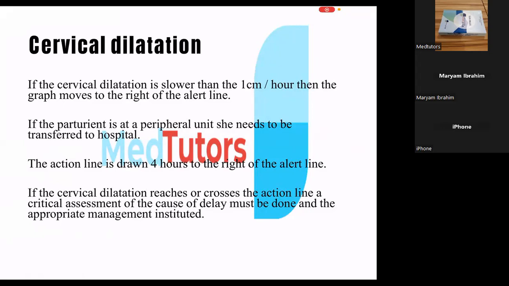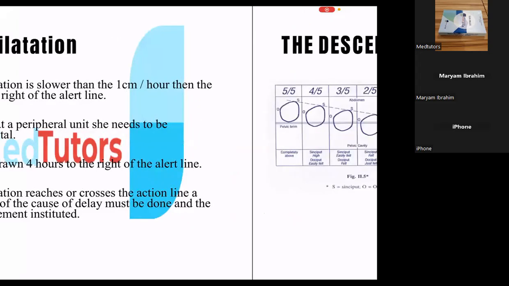And that is why the action line is 4 hours away from the alert line, so that it will enable you to transfer that woman from your primary healthcare facility to a tertiary facility where she can receive the appropriate care. And then if the cervical dilatation reaches or crosses the action line, a critical assessment of the cause of delay must be done, and appropriate management should be instituted, like I already mentioned.